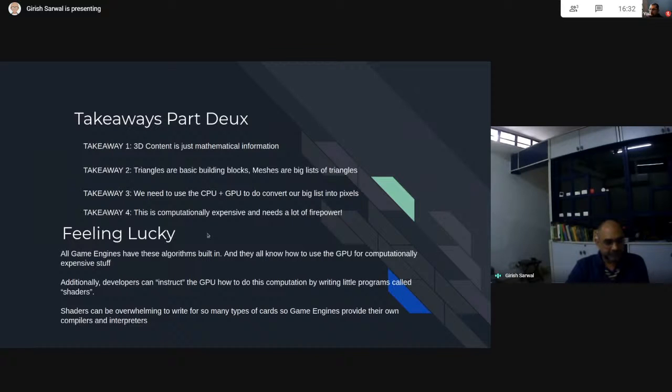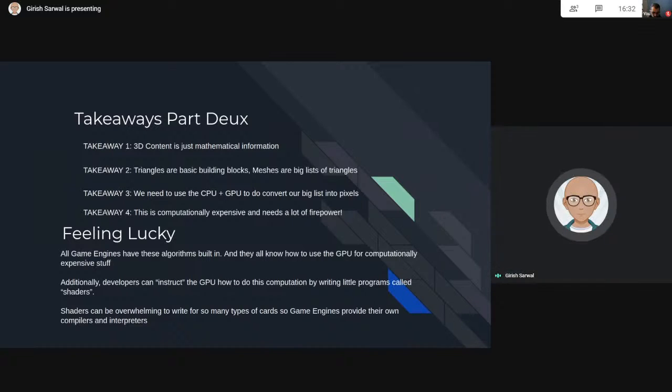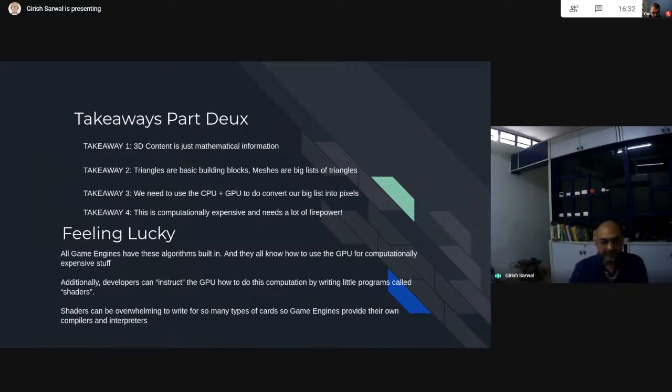For the purpose of our convenience, most game engines available today have all of these algorithms built in. We do have to do a little bit of work to wire things up together, and that would be one of our discussion points in today's meetup. All these engines know how to use the GPU for computationally expensive stuff. So our job essentially is to just advise the GPU or hint the GPU on how to do things, and then we just let it work on its own.